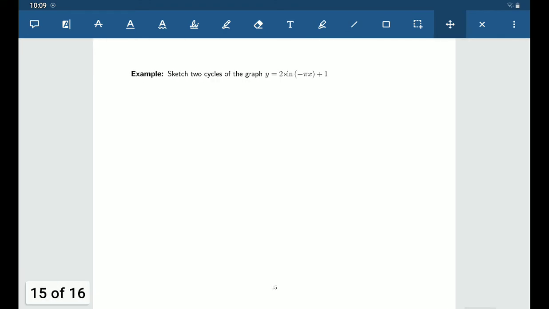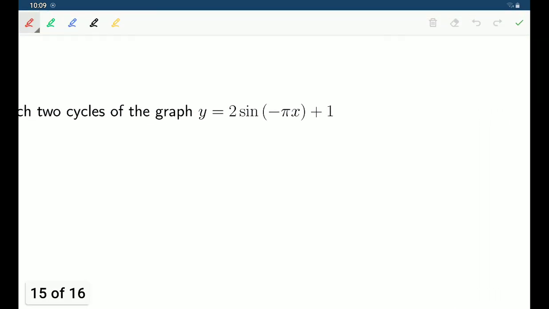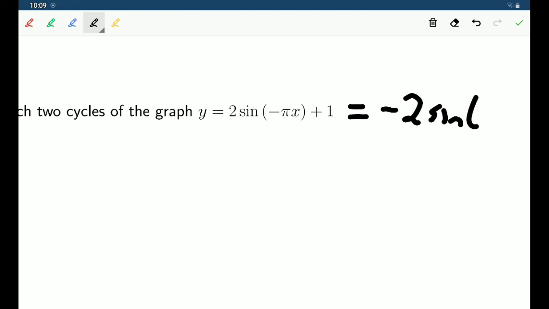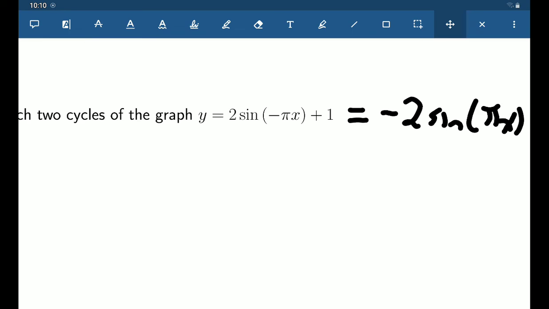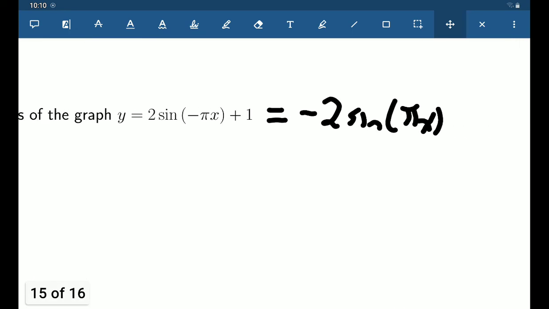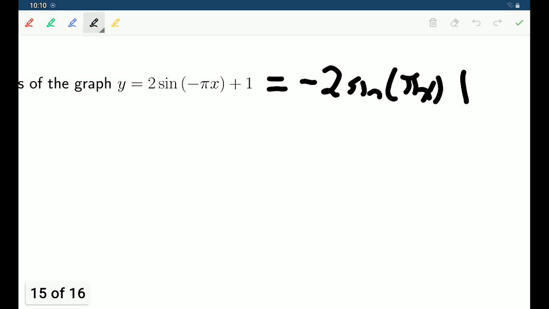So we have this function, y equals 2 sine negative pi x plus 1, which, if I were going to rewrite this, of course, I would think about the fact that the sine graph is an odd function, which means sine of negative x is the same thing as negative sine of x. So in other words, I will be graphing -2 sine of pi x plus 1. And that will be equivalent to 2 sine negative pi x plus 1. There we go. Plus 1.